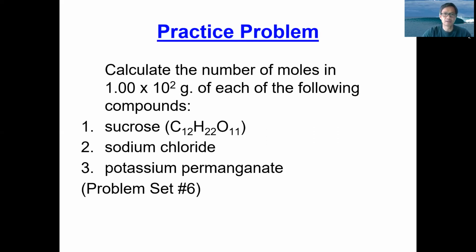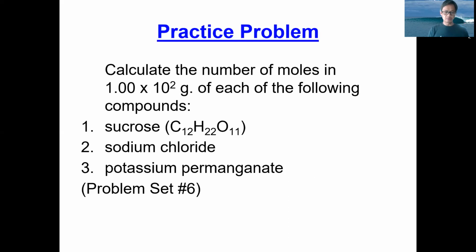Now that you had a chance to work through this problem, let's take a look at what you have here. We are doing a mass to moles conversion. Remember, this is a conversion, so you have to make sure that you're able to answer 3 basic questions when it comes to doing this conversion. What do you start with? What do you want to end up with? And what conversion factor will get you from start to finish?